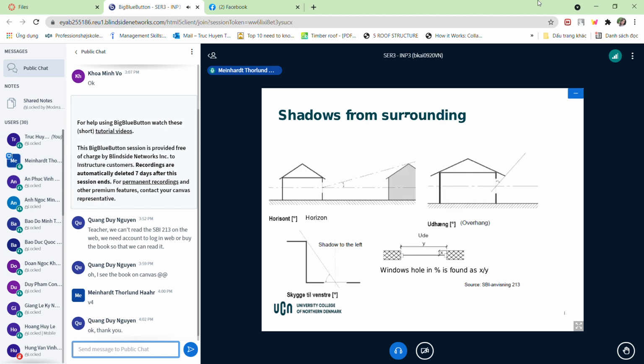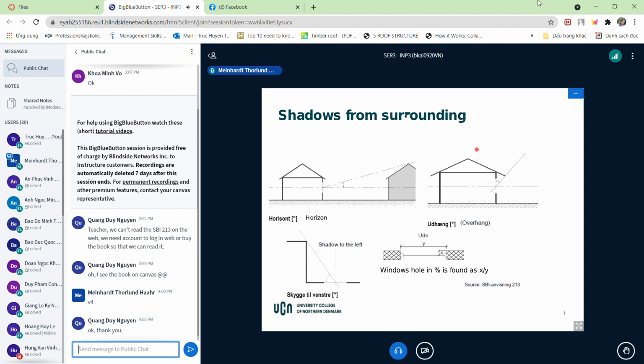Yeah, so this is something we need to look into. Basically, for the horizontal shadow, it's angles we put in. So we look at the middle point of the window, and basically this is like a triangle. And we look at what is the angle of this one.